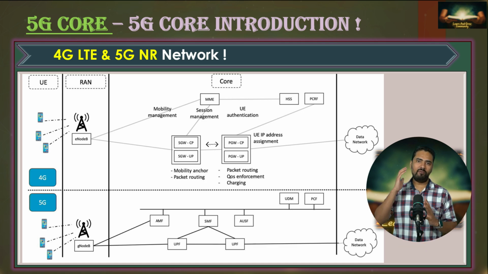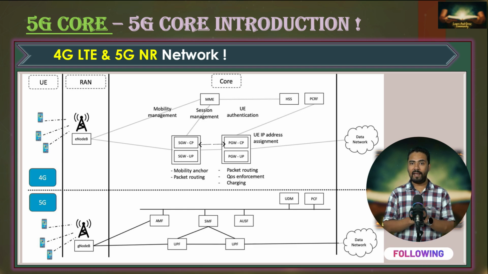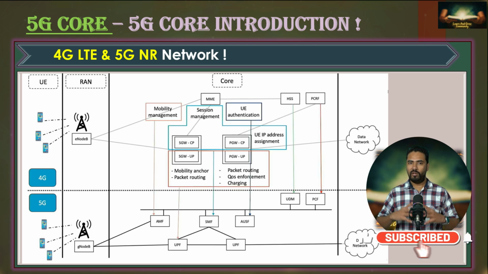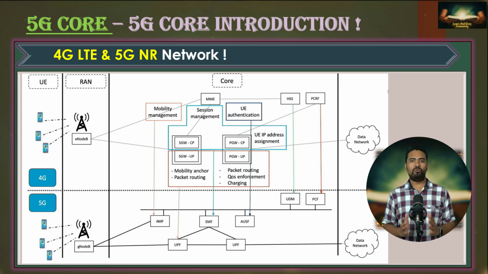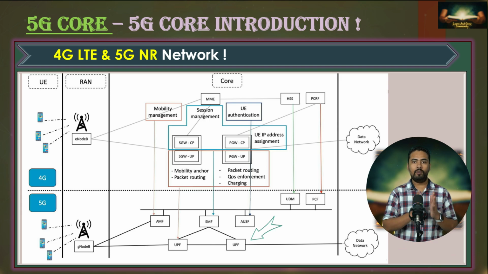In 4G, the serving gateway and packet gateway combinedly handle different tasks like assigning an IP address to the UE, charging the UE, enforcing quality of service, etc. And they provide a mobility anchor, packet routing, etc. In 5G, these control plane functions and user plane functions are now separated. So the user plane functions from the serving gateway and the packet gateway are now combined into one single entity. And this is called the user plane function or UPF in 5G.